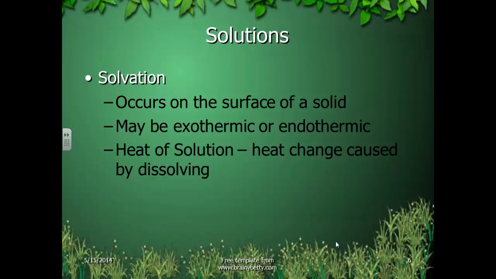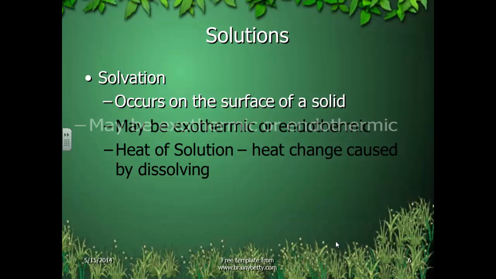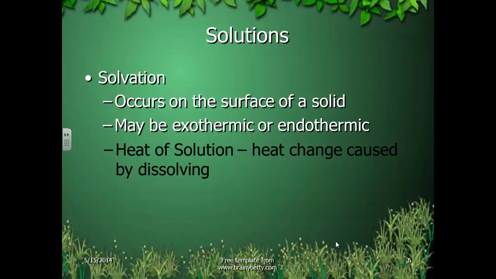Some properties of solvation are that it occurs on the surface of the solid. Just like we saw in the picture, you have to pull the pieces away one by one. So the pieces that are around the outside of the solid are going to get dissolved first. The stuff that's in the middle or on the inside of the solid won't be dissolved until later. Solvation may be exothermic or endothermic. What does that mean?